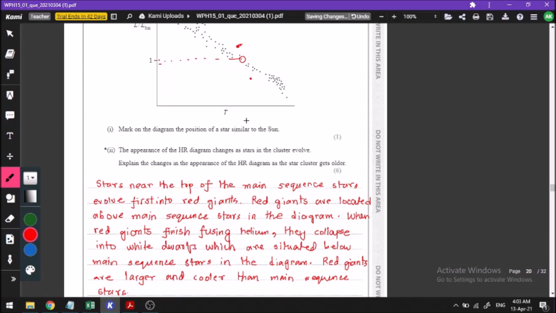This entire scenario has been explained in this paragraph over here. If you don't understand the paragraph, leave a comment and I will explain it to you in person.